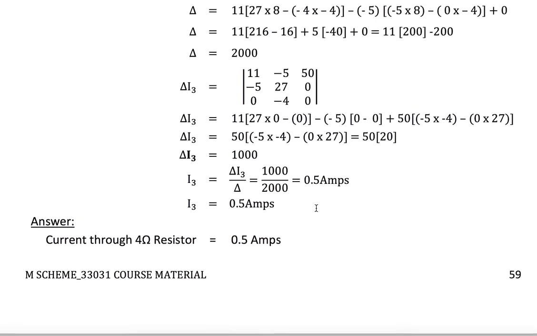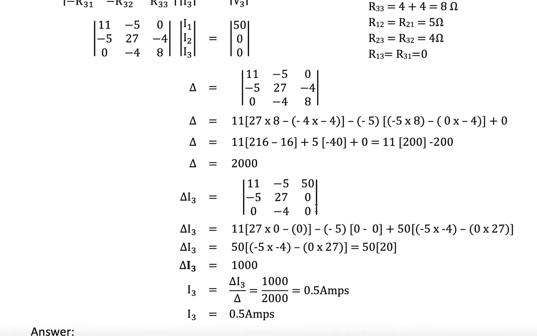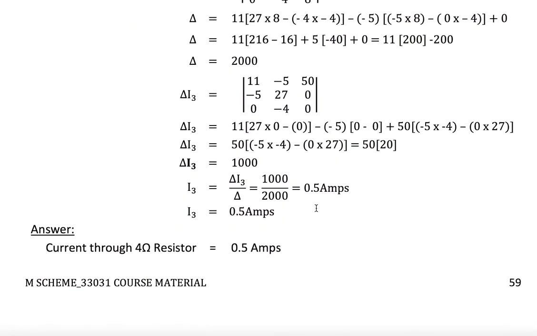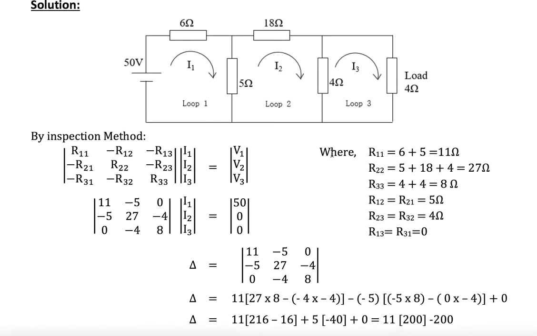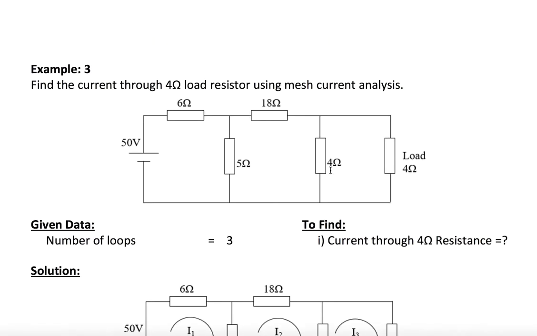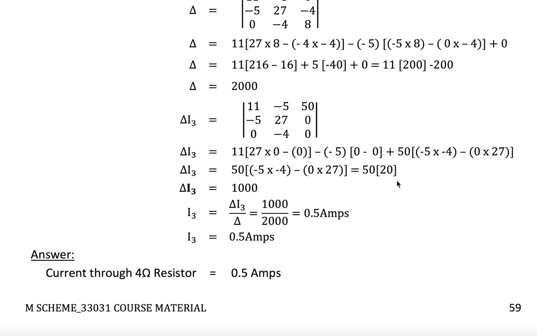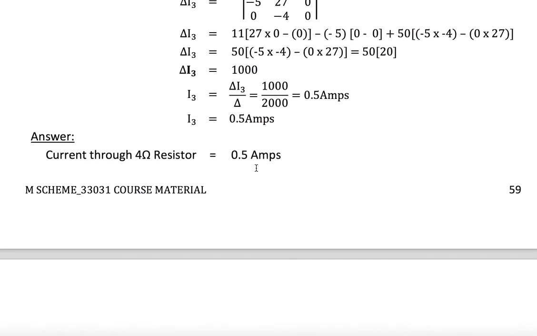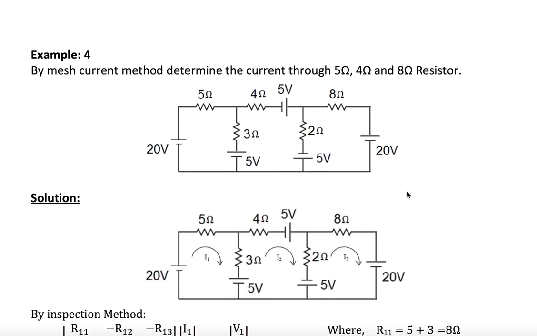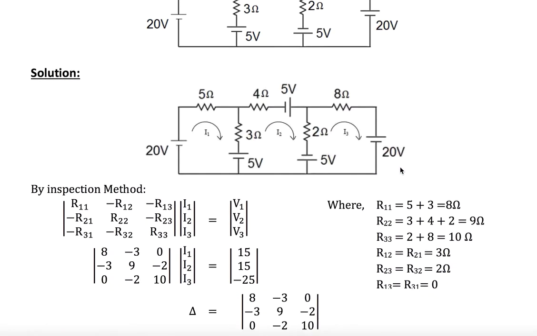I3 is 0.5 ampere. Why did he find only I3? 4 ohm resistor means there are 2 4 ohm resistors. Sorry, that was the confusion. But he mentioned the load resistor, so that is simply I3. So I3 is 0.5, that is the answer. See, by mesh current, even though the number of sources is more, the method is going to be the same.